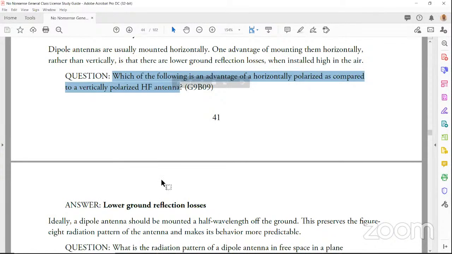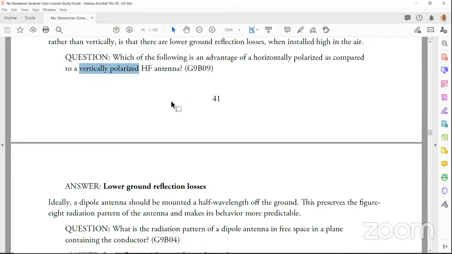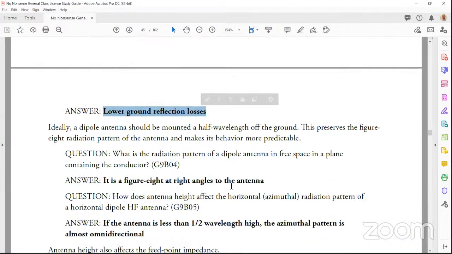Next question. Which of the following is an advantage of a horizontally polarized as opposed to a vertically polarized antenna? Let's dissect this question. So they're asking us about an advantage. But advantage of what over what? Horizontally polarized as opposed to vertically polarized antenna. We said that one advantage of it being horizontally polarized is that you get lower ground reflection losses. That's an advantage of horizontal versus vertical polarized antennas.